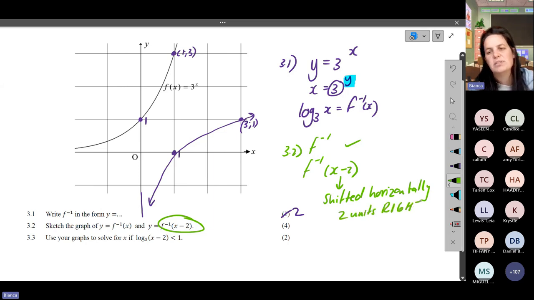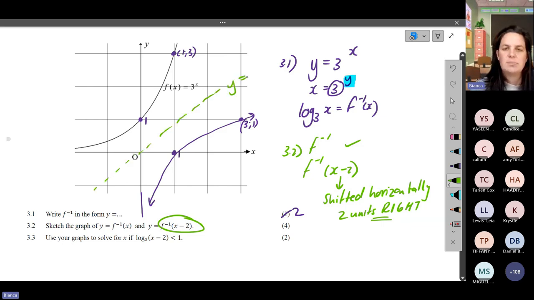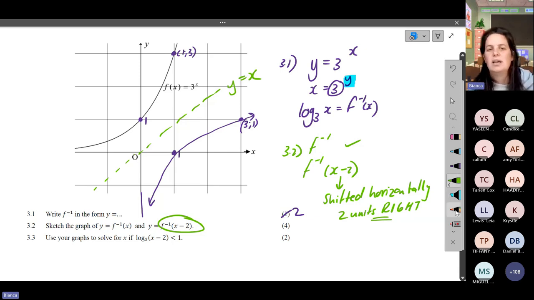I always think of it in opposites. So if it's a minus in my head, it goes right. If it's a plus in my head, it goes to the left. So if there's a minus there, minus 2, it means it's shifted 2 units right. So all you're going to do is take your little graph, your now inverse function that's reflected over the line y equals x. So here's the y equals x line. That's actually what an inverse function is. And now you shift it 2 units to the right.